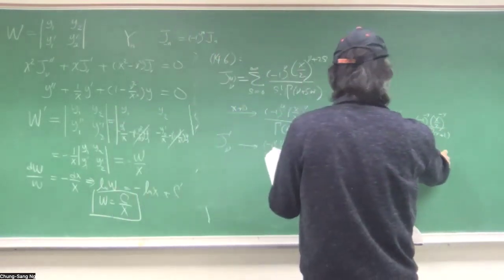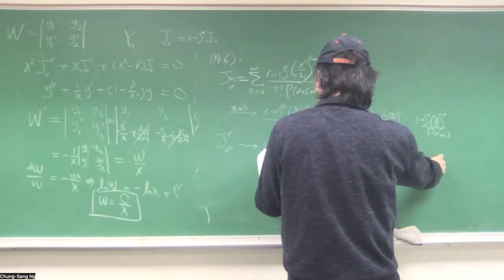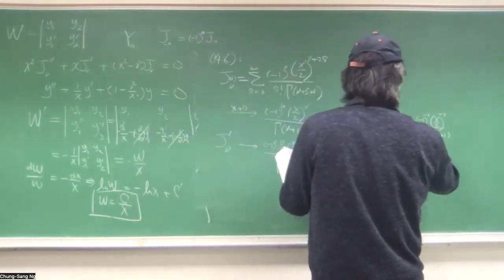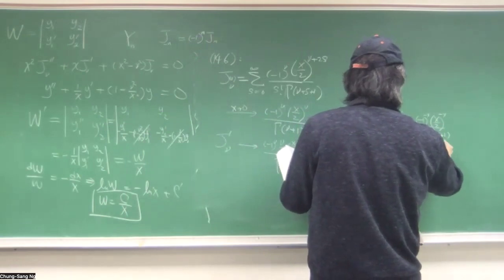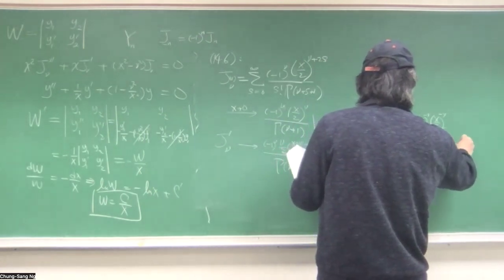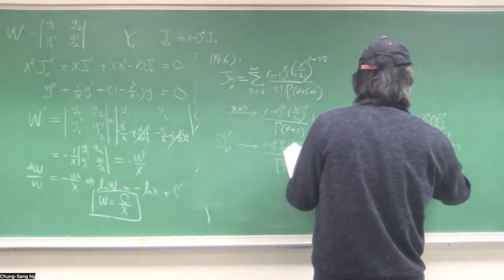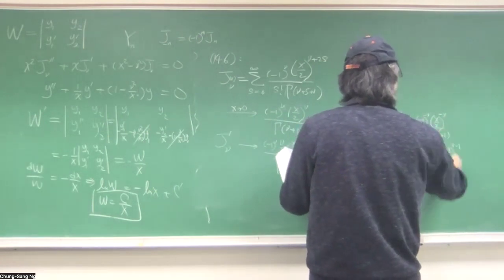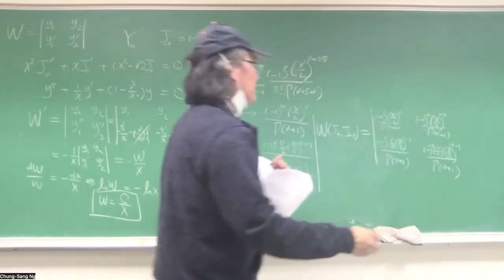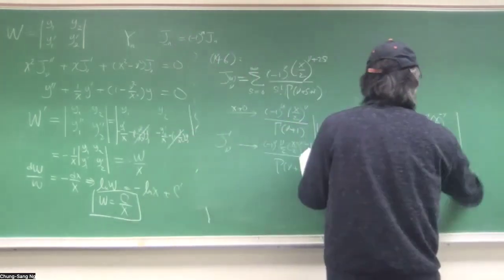And then the second one is J sub minus mu, which is the same thing except changing mu to minus mu. Minus mu into two minus mu minus one. Oh yeah, this is minus mu. Minus mu. Okay.